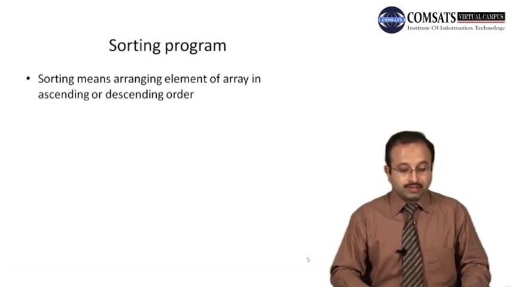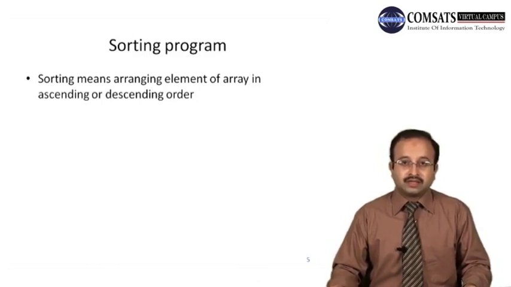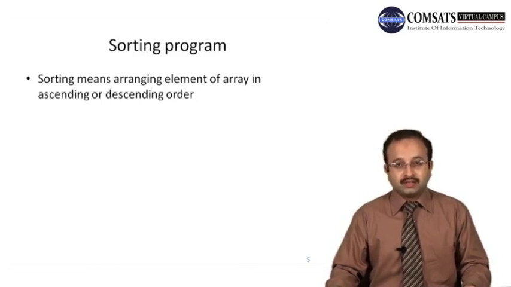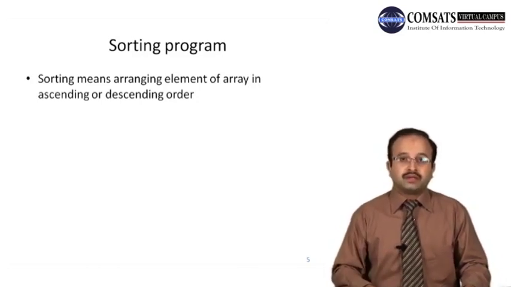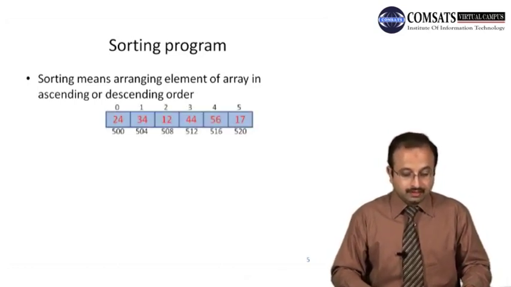What is sorting? Sorting means arranging elements of an array in ascending or descending order. Ascending means that the smallest element comes first and the largest element comes at the end, and descending means the largest element comes first and the smallest element at the end, and all the in-between elements must be arranged. For example, this is an array.